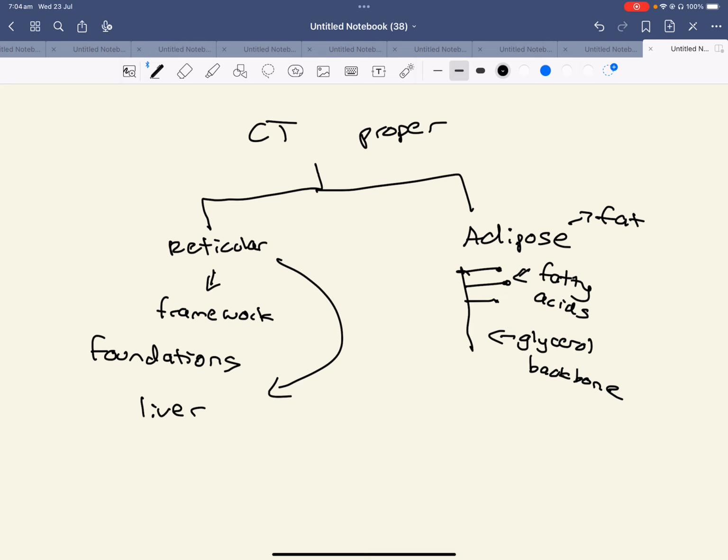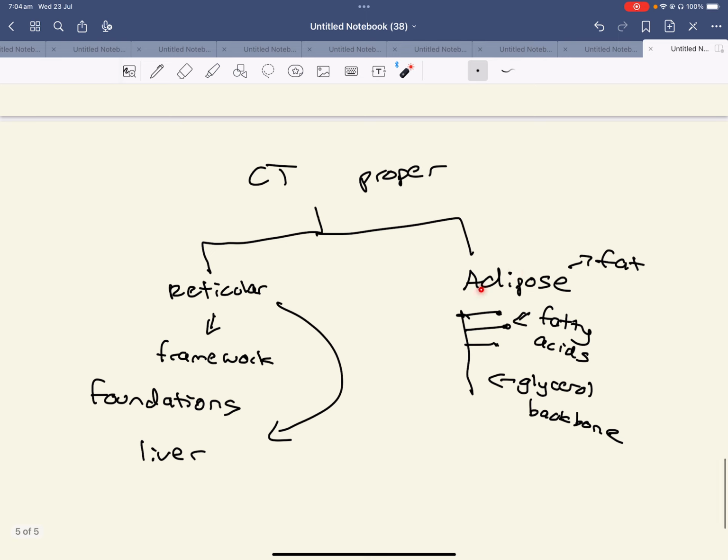We talked about adipose before, fat really. We talked about how it does mechanical cushioning. It does heat regulation, energy storage through triglycerides. This is triglyceride. Yeah, and we talked about all that.